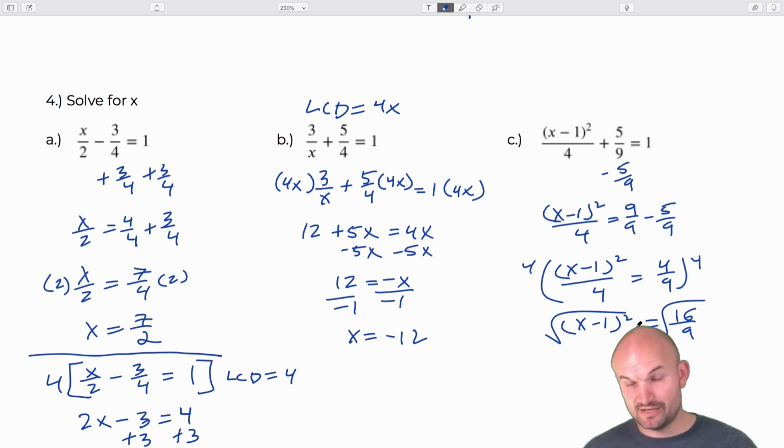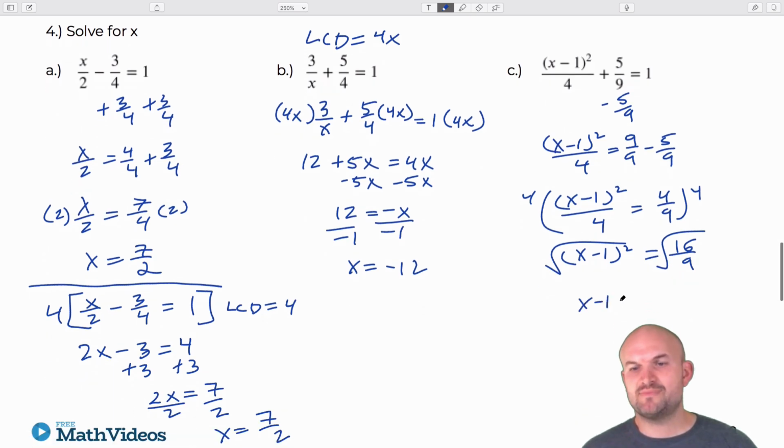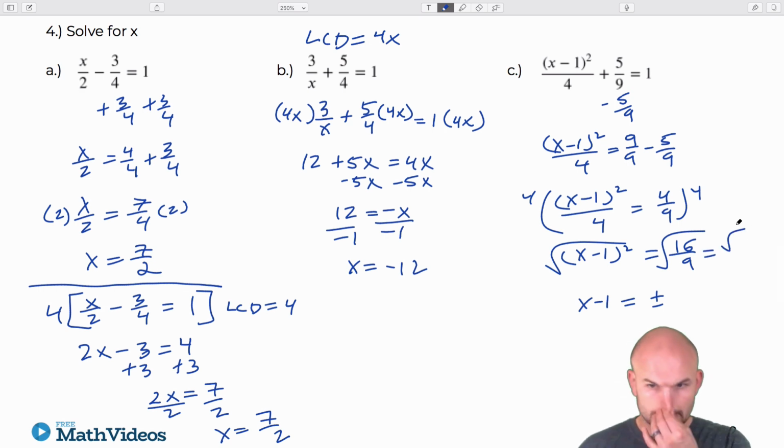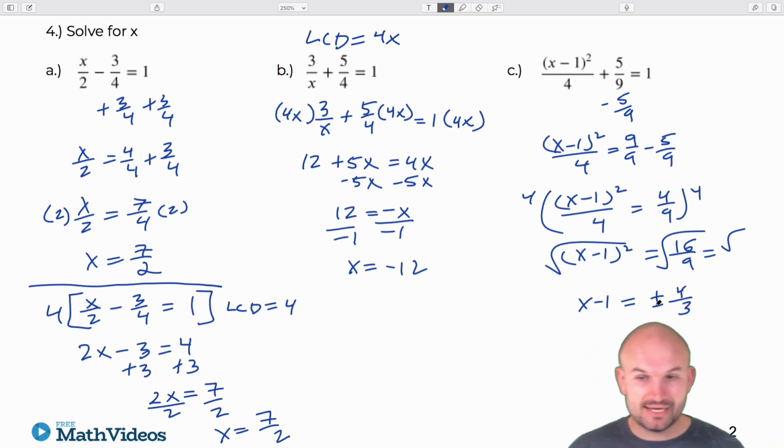Square root both sides to get rid of the squared. And I get x minus 1 equals plus or minus the square root of 16 over 9, which is going to be 4/3. And then we're going to add a 1 to both sides. So x equals 1 plus or minus 4/3. And we'll just leave it from there.